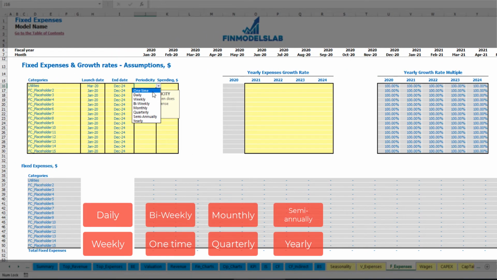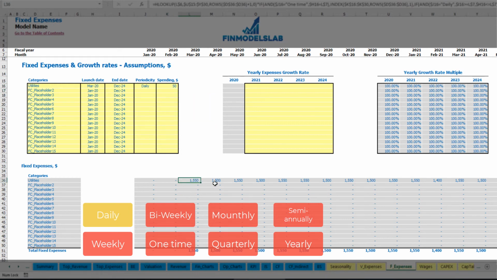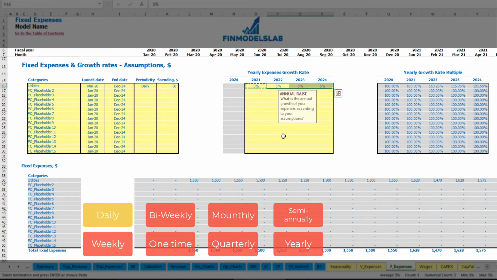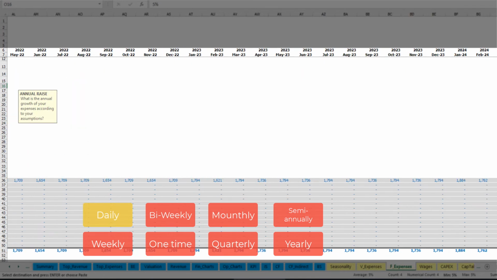Let's pretend periodicity will be daily with an amount of $50 per day. So you may see these amounts in here. It is calculated based on the count of days within this month. So obviously in March 20 you have 31 days. That's why you will have 1550. In April you have 30 days. This means this will be $1500. Also you have the ability to input some growth rate year over year. Once you input this growth rate, you will see that your utilities will grow over the years.